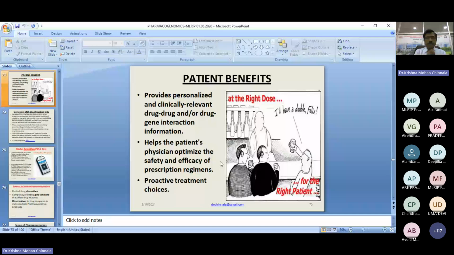cheaper medicines may be available for the patient, and no need to repeatedly approach the doctor or go to hospital, and the duration and the dose frequency, everything can be reduced based on his disease and treatment. It provides personalized and clinically relevant drug or drug-gene interaction information, and helps the physician optimize the safety and efficacy of prescription regimens and proactive treatment choices.